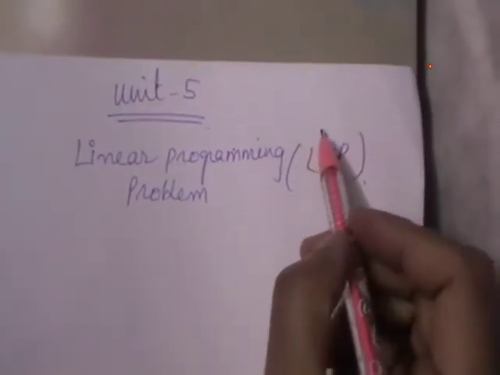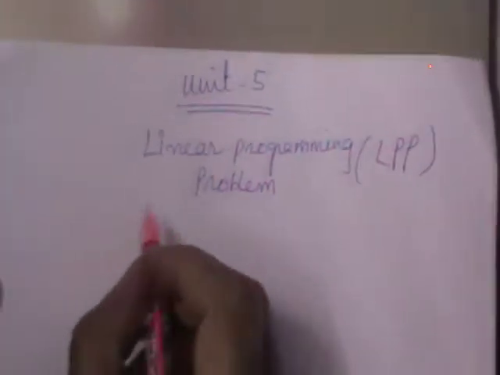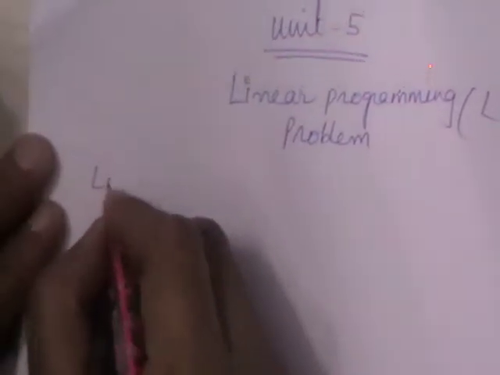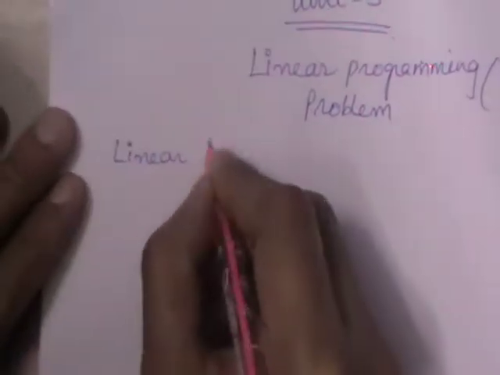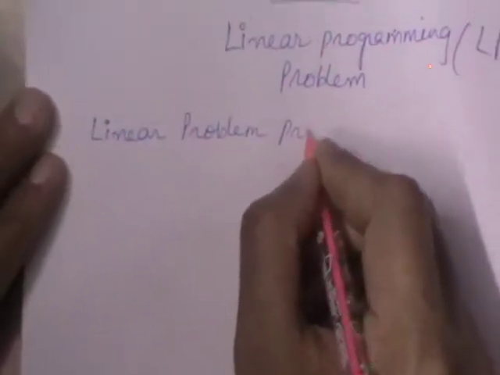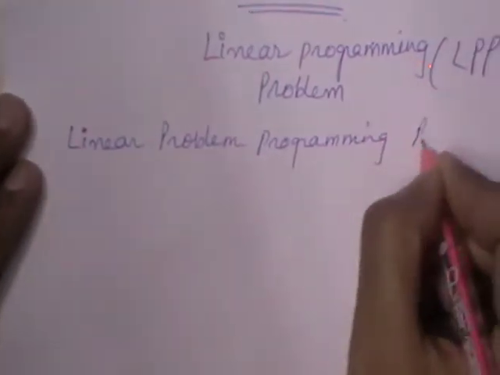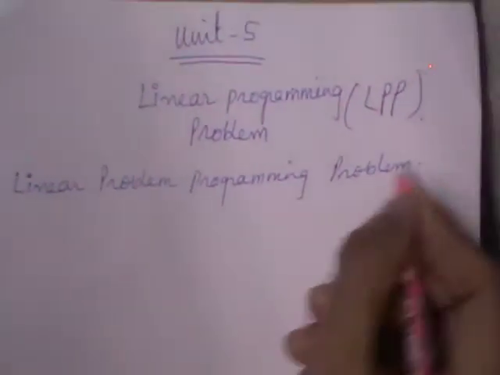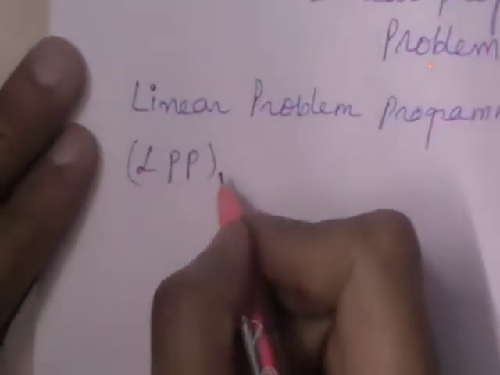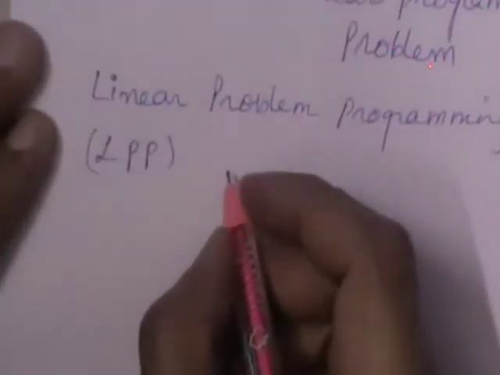Unit 5 in your syllabus is nothing but the linear programming problem, which consists of formulation of LPP and solution of LPP. Let us see what a linear programming problem is. This is also called simply LPP. This consists of representing the given situation in mathematical form.